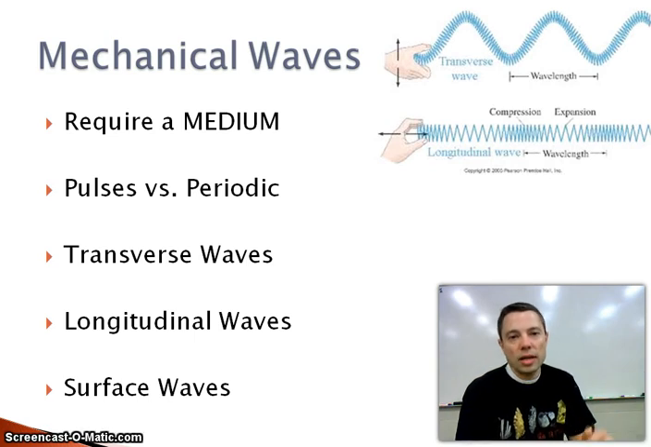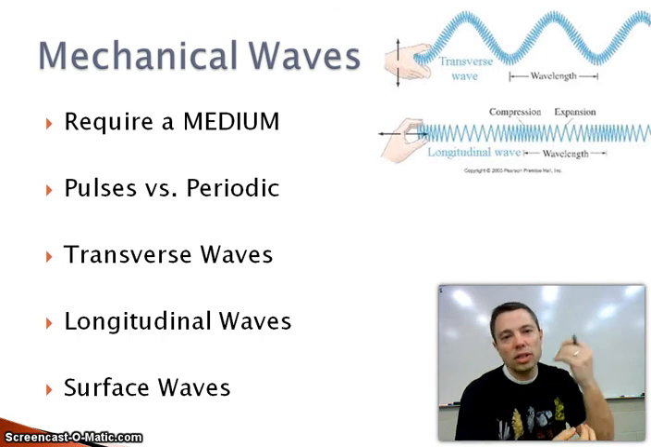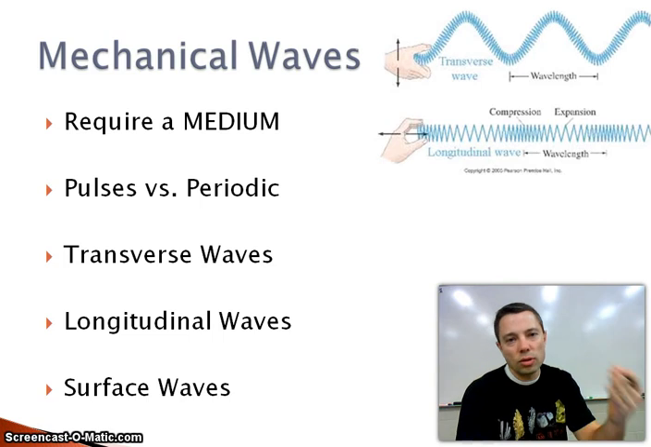Something like air. Sound travels through air because the air molecules are the matter that's actually able to take and absorb that energy and transfer it from one air molecule to another. So those are the types of things that we see when we look at mechanical waves.